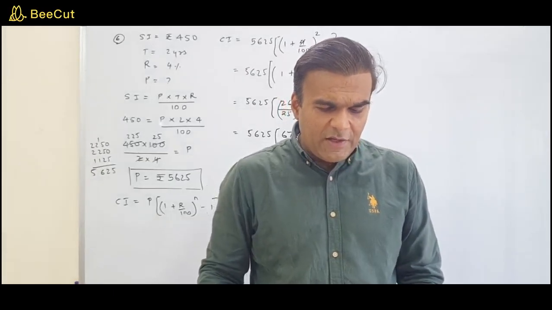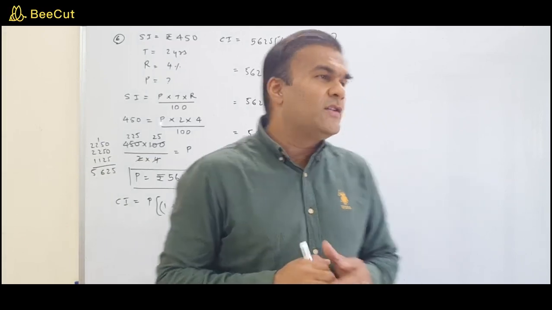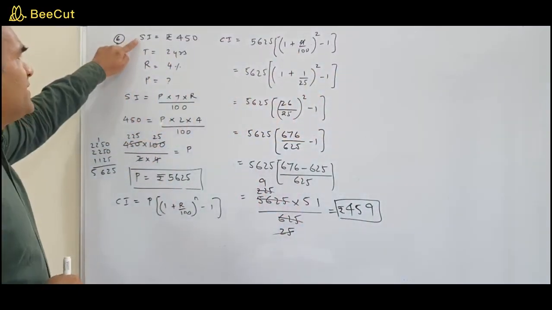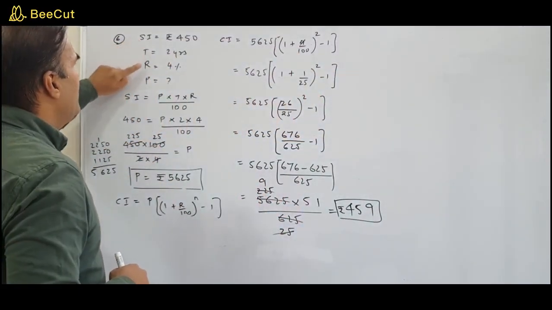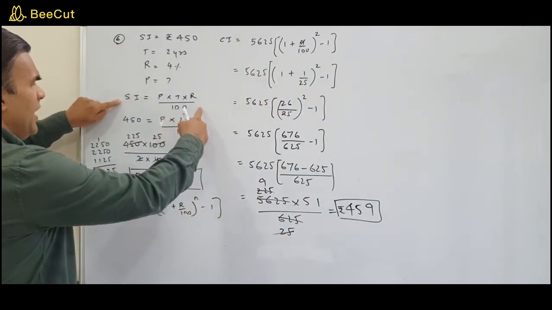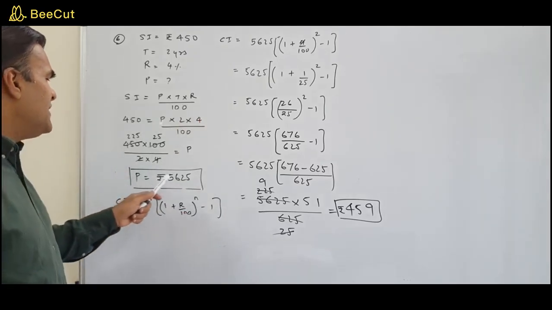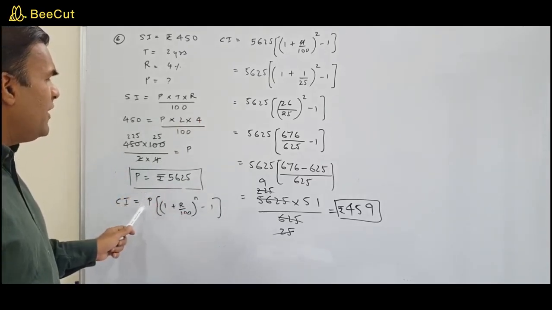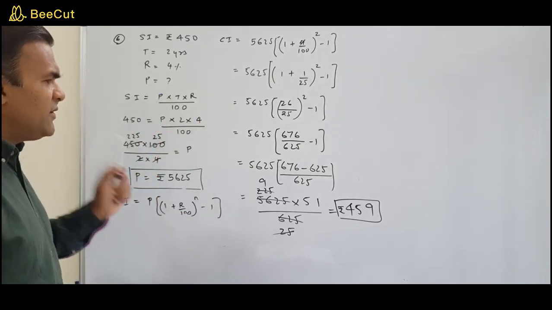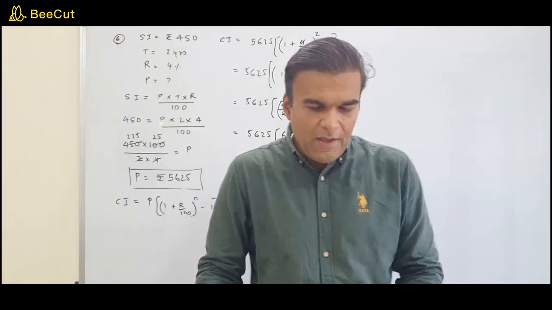My dear friend, what is asked? They are asking us to find the compound interest on the same sum and at the same rate for 2 years. Simple interest given, time given, rate given, principal not known. We applied the formula of simple interest and found the principal. Once we know the principal, the same principal is applied for compound interest and we find the interest. We found the compound interest also. It was a very simple question.